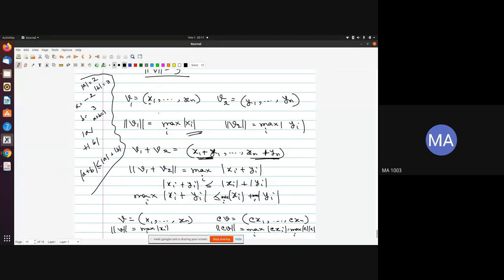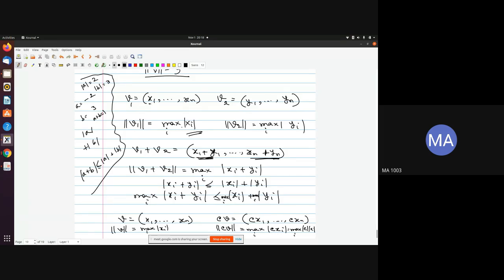Is it clear? Yes. No. Because basically, when the norm of V1 is 0, that means the maximum of the mod of each coordinate is 0. Now maximum is 0 means what? Everything is 0 because they are all positive numbers. So all the mods of xi's are 0, all the xi's are 0, so all the coordinates will be 0. So V1 will be 0, and only then is 0 possible. Otherwise, it is always greater than or equal to 0.